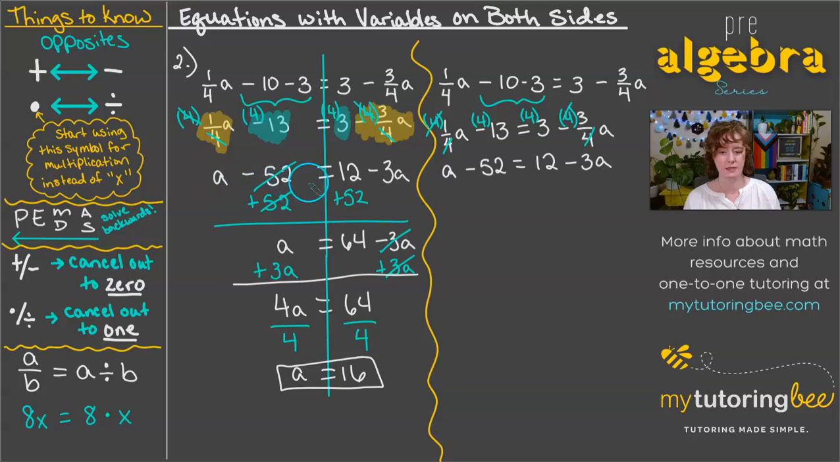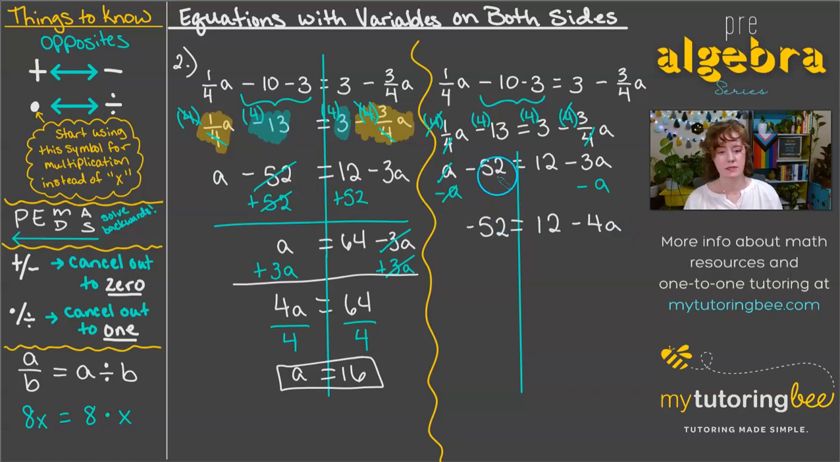Okay, so this line and this line both look the same. But now what I'm going to do differently is cancel out one of the variable terms first and then do the constant terms on the second go around. So let's subtract a from both sides of the equation. Oh, and I need to drop my line down through here. So that's going to cancel out my variable on the left, leaving me with negative 52 equals 12 minus 4a.